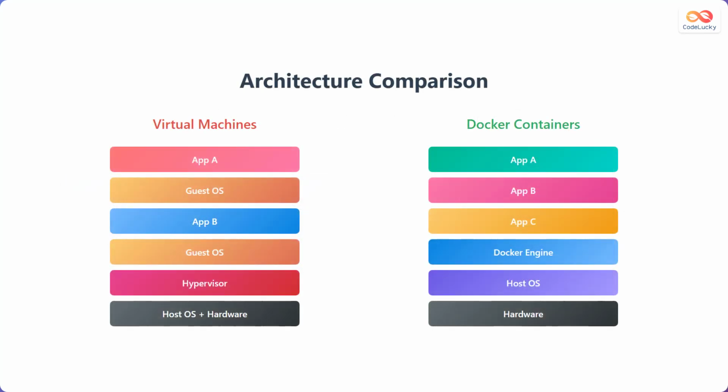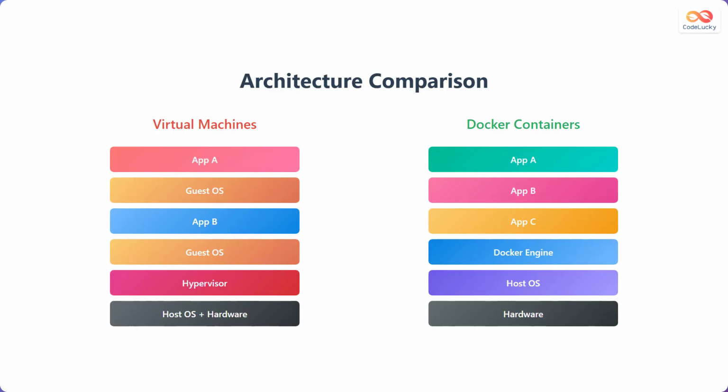Let's take a closer look at the architectural differences between virtual machines and Docker containers. On the left, we have the virtual machine architecture. Notice how each application runs on its own guest operating system, all managed by a hypervisor that sits on top of the host OS and hardware.